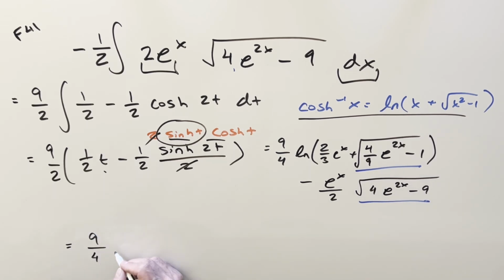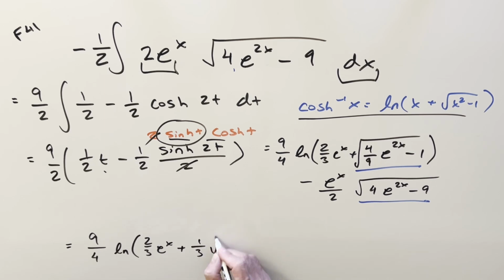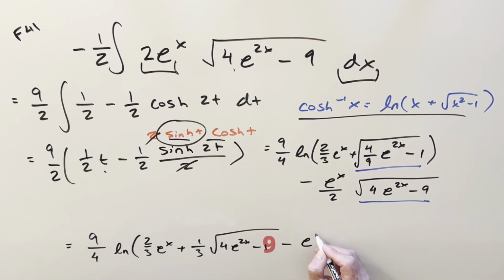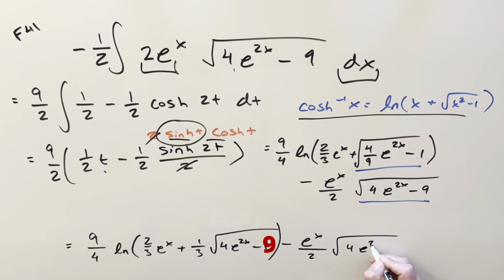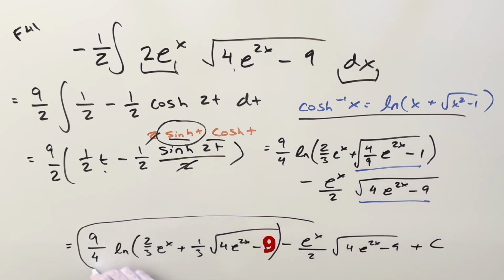We have 9/4 natural log 2/3 e to the x. Here, factoring the 1/3 out, we have 1/3 times the quantity 4 e to the 2x minus 1 minus e to the x. Oh wait, I need a parenthesis right there. Over 2 square root 4 e to the 2x minus 9. Add a plus c, and that's it.